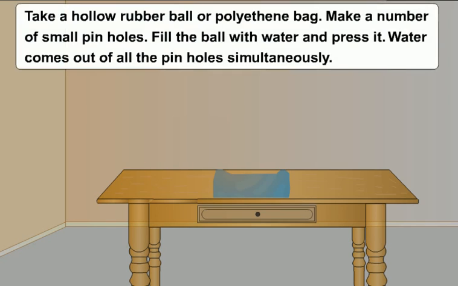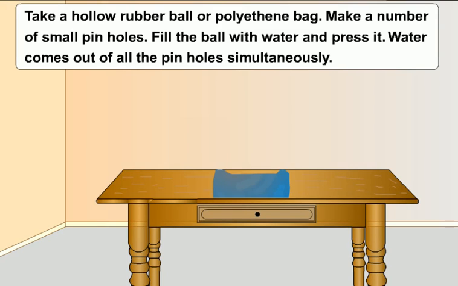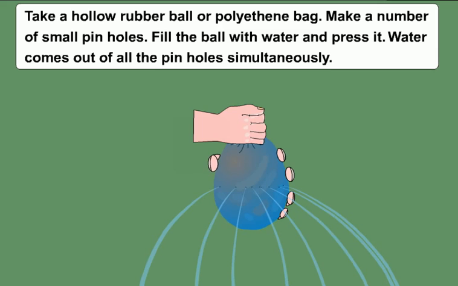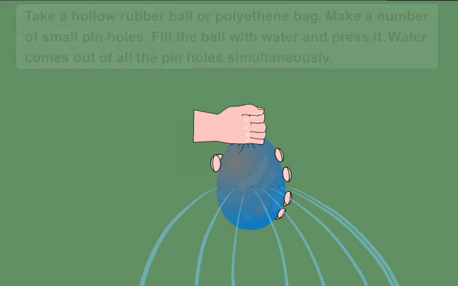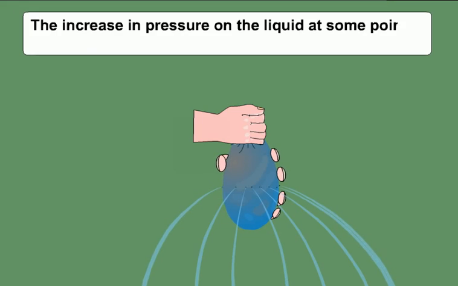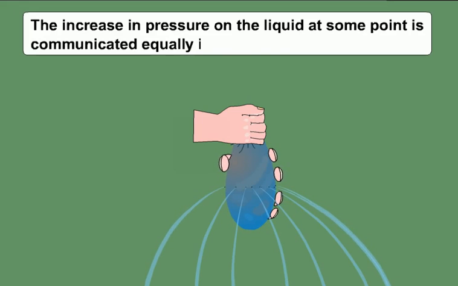Students, take a hollow rubber ball or polythene bag. Make a number of small pinholes. Now fill the ball with water and press it. Water comes out of all the pinholes simultaneously. This shows that the increase in pressure on the liquid at some point is communicated equally in all directions.